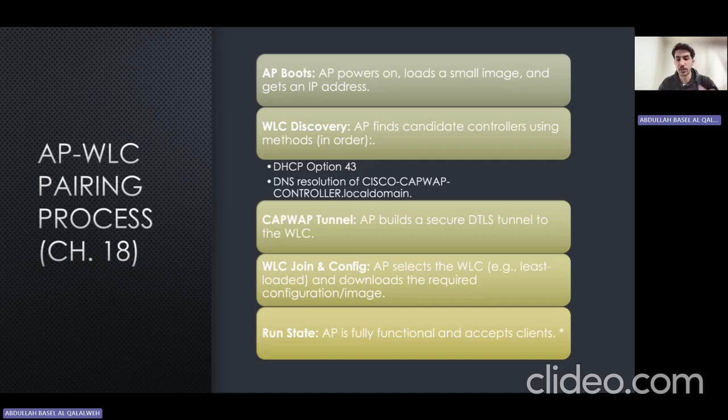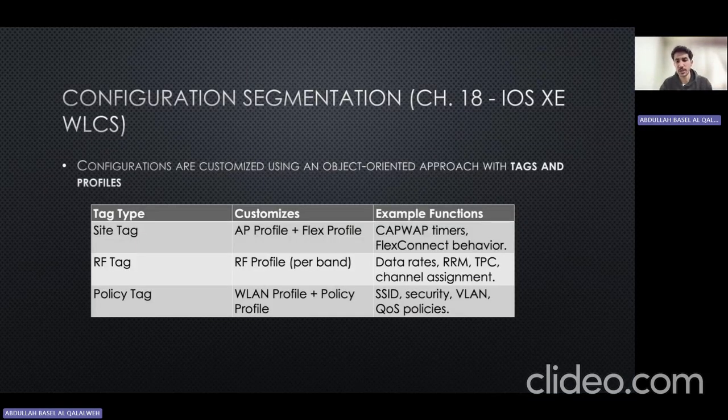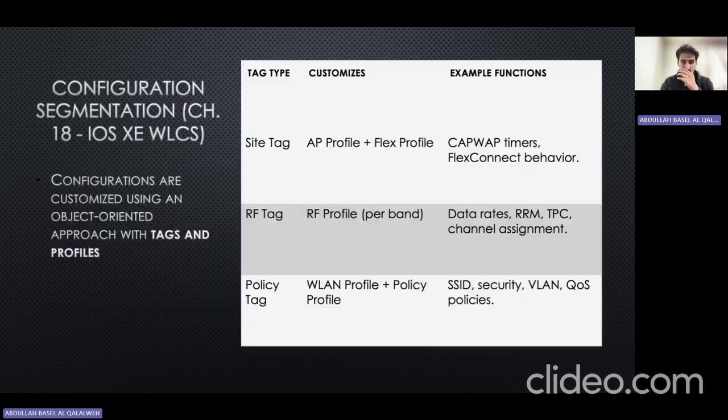Then the WLC join and config. The AP selects the WLC and downloads the required image. After that, the run state: the AP is functional and accepts clients. For the configuration segmentation, we have the site tag, the RF tag, and the policy tag. The site tag is the AP profile and the flex profile. Then we have the RF tag, which is the RF profile. Then we have the policy tag, which is the WLAN profile and policy profile. Example functions, as you can see here. We have discussed these also.